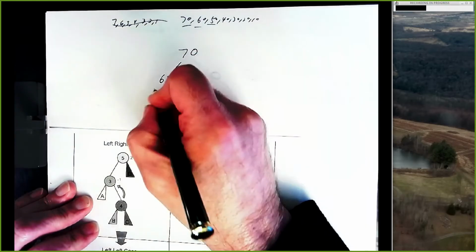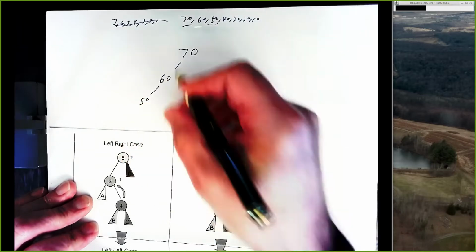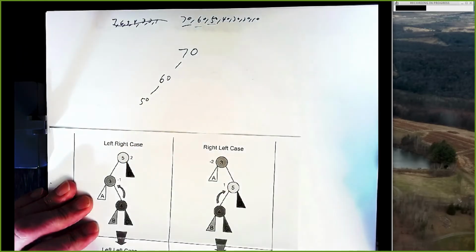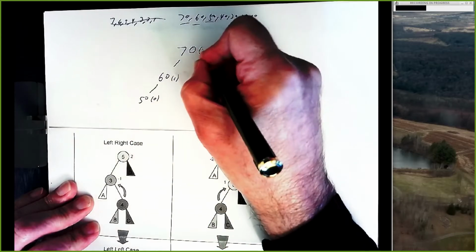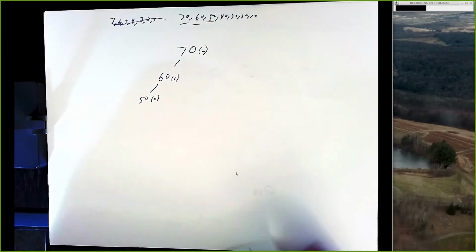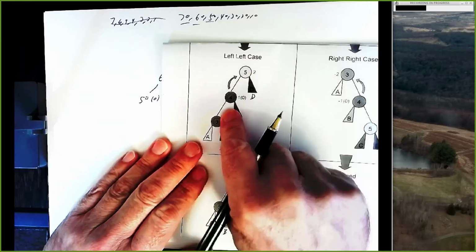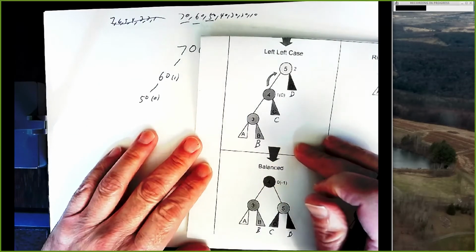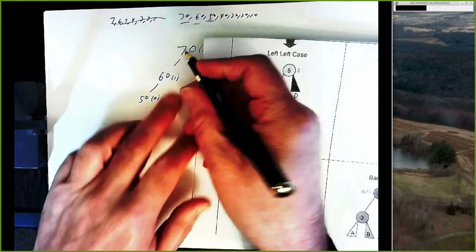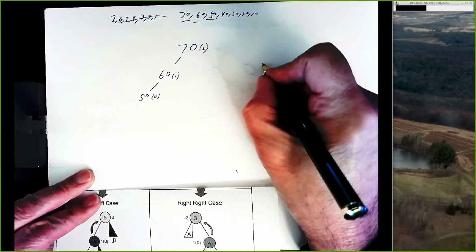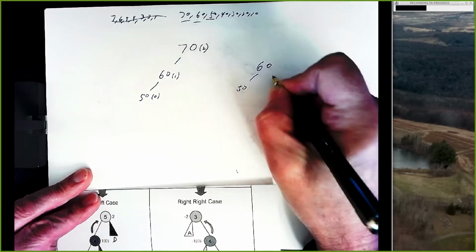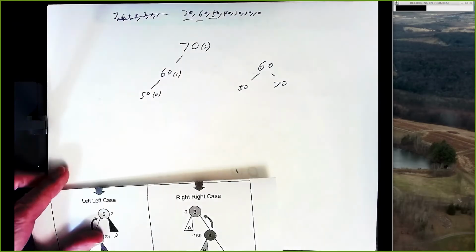So then we get a 50, and that's going to go to the left of 70. The left of 60 is going to look like this. This is going to have a factor of 0, 1, and 2. This is unbalanced. And it's unbalanced in the left-left case. And the way we restore balance is move the 60 up to the root and rotate the 70 down. So this will change into a tree that looks like this. Nice and balanced now.